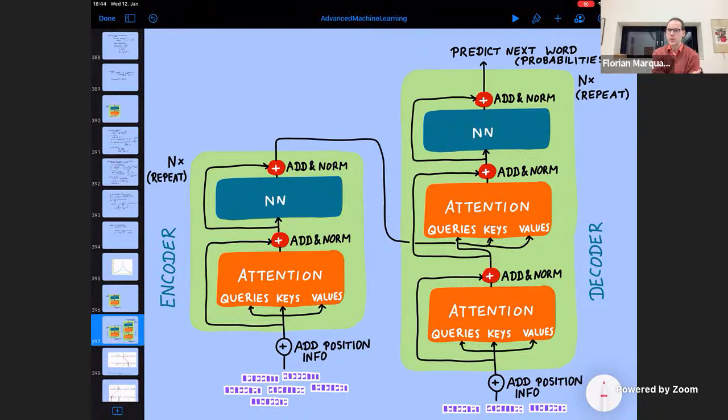So the query is being produced based on the partial sentence that has so far been constructed. And the keys and the values come from the encoded sentence. And then you have this attention going on. Keys and values are provided from the old sentence, the query is provided from the new sentence. And that helps to change the set of objects in the decoder. And then you apply the neural network as usual. And then you do this repeatedly in many layers.